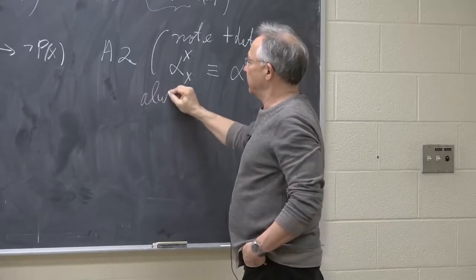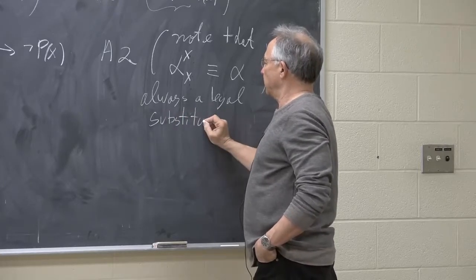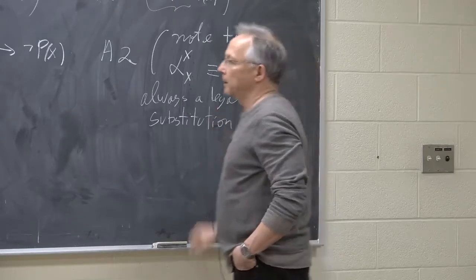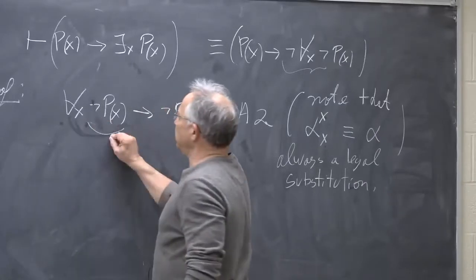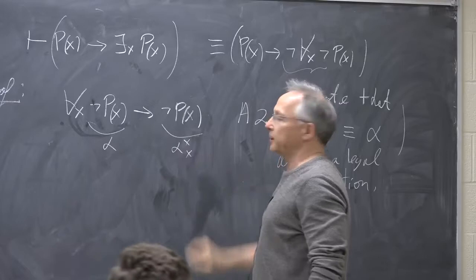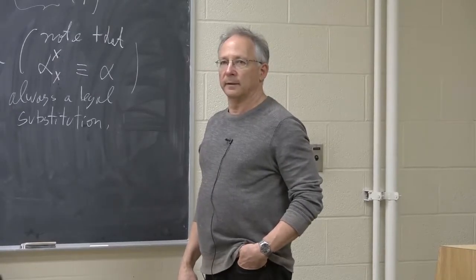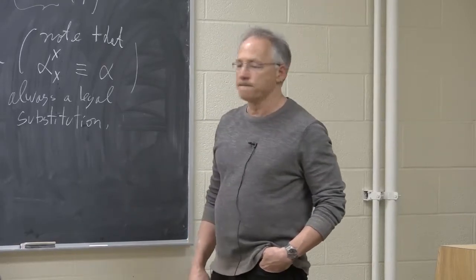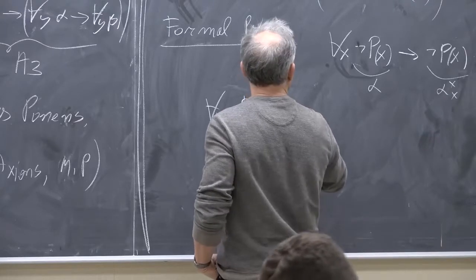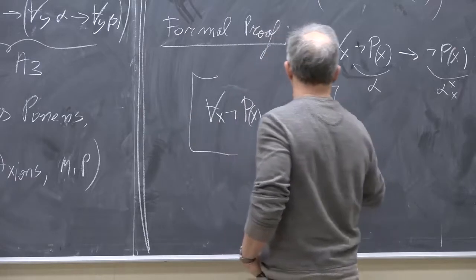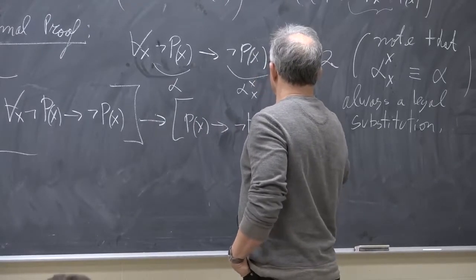So this is always a legal substitution. What I did is I used axiom type 2. I started with, for all x, this is my alpha, and this is my alpha with x substituted for x. Now what I'm going to write is that for all x not P of x arrows not P of x, arrows P of x, arrows not for all x, not P of x.